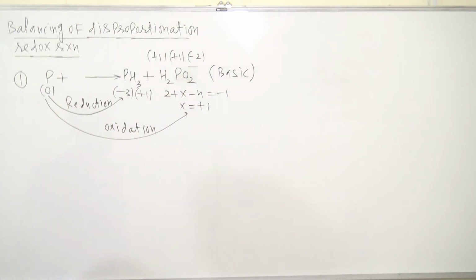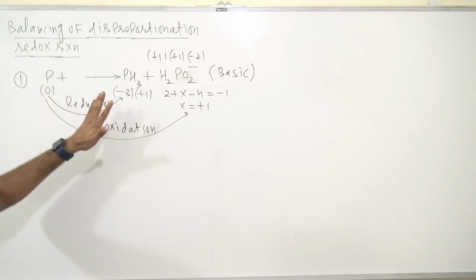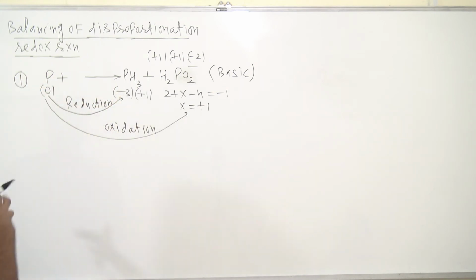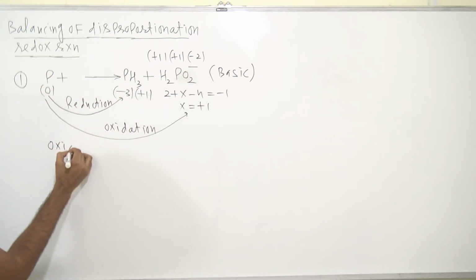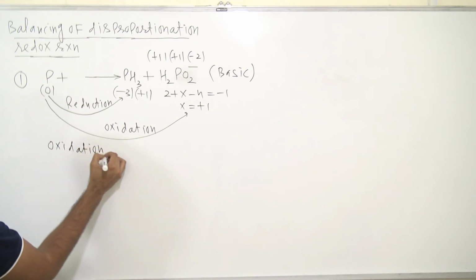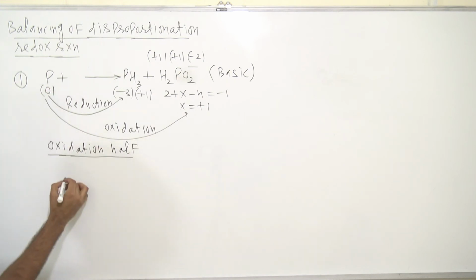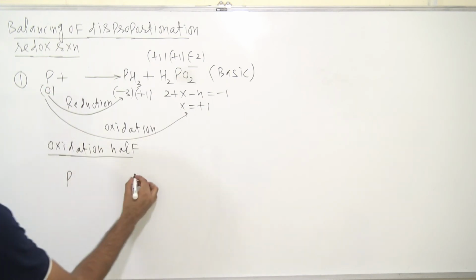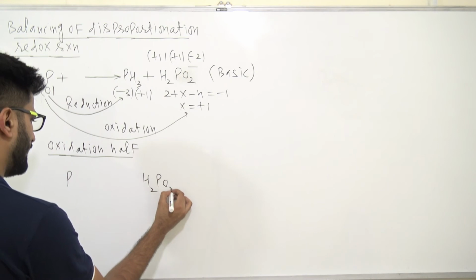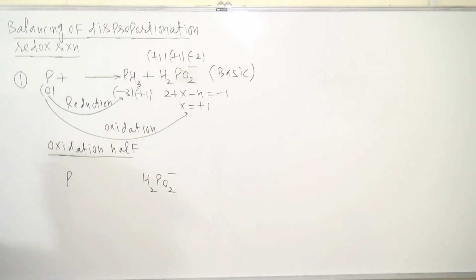Now how to balance it? Whatever methods I told you, we will follow those methods only. First of all, we will write the oxidation half. So what is the oxidation half? Phosphorus changes to H2PO2 minus. We have written this oxidation half, right?